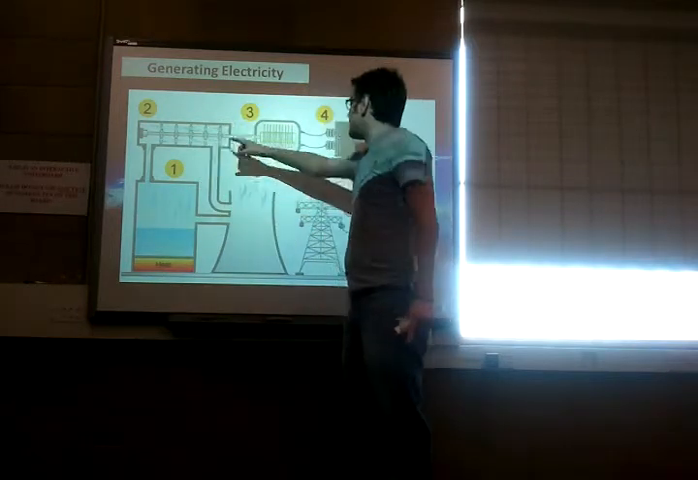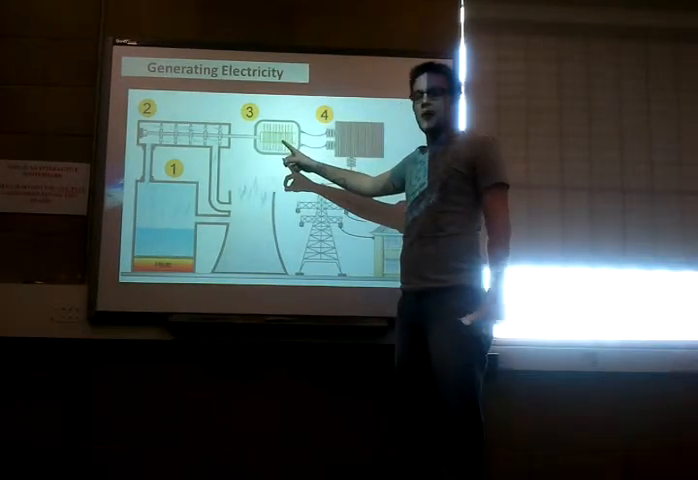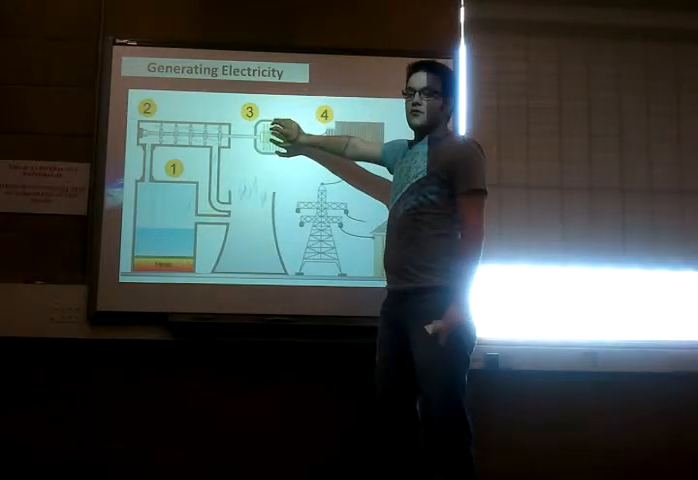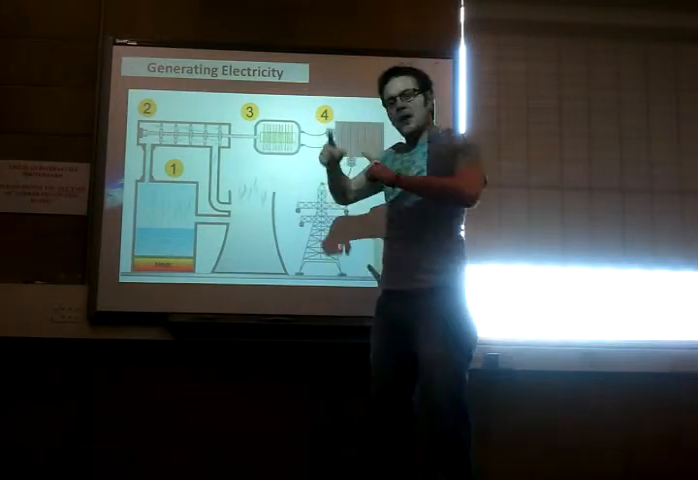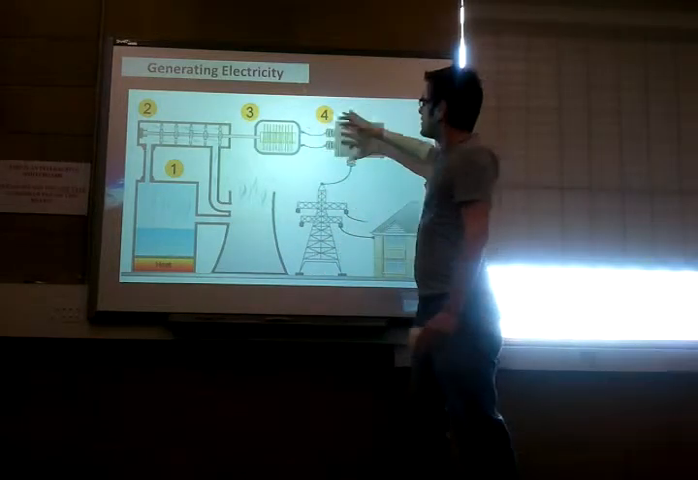As that turbine spins, it's directly connected to our generator. This is where the electricity is actually created. This here is what's called an electromagnet. As it spins, it creates the electricity in the wire, and the electricity comes out into our transformer.